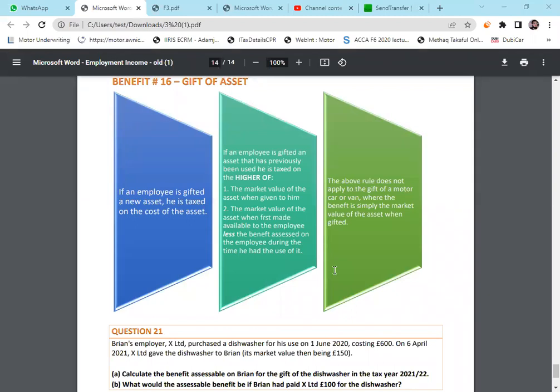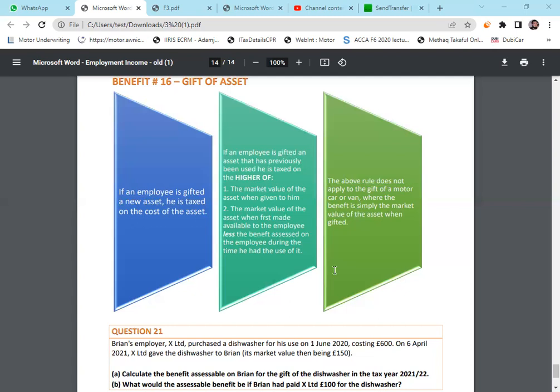As in our last class, we already discussed use of asset. Today we are going to discuss gift of asset. What is the difference between use of asset and gift of asset? Gift of asset means that if an employer purchases an asset and gives it to an employee for personal use, and its ownership is being transferred to the employee, meaning if the employee leaves the job, the asset will remain with him. The company will not make any claim to get it back. This is gift of asset.